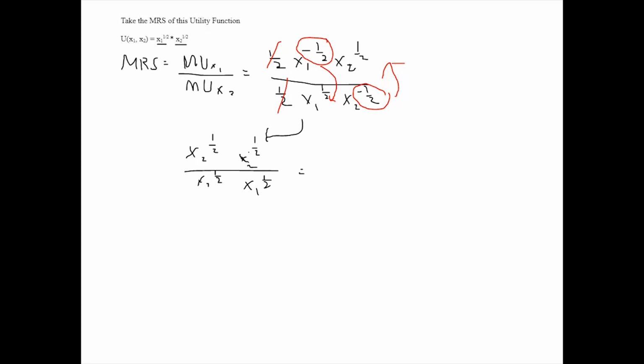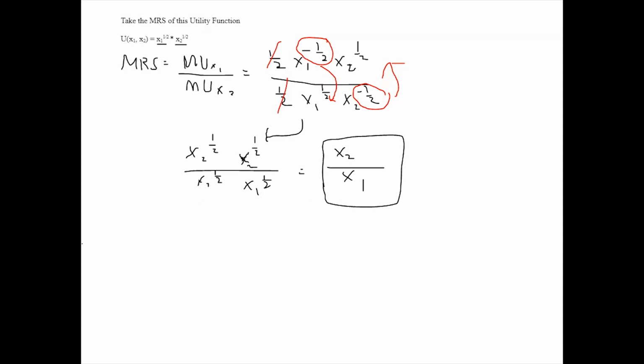Seeing as we have like bases here, we can add our exponents together due to the fact that we're multiplying. This means we're left with x2 over x1, seeing as 1/2 plus 1/2 is 1, and again 1/2 plus 1/2 is 1. That means our marginal rate of substitution for this utility function is x2 over x1.